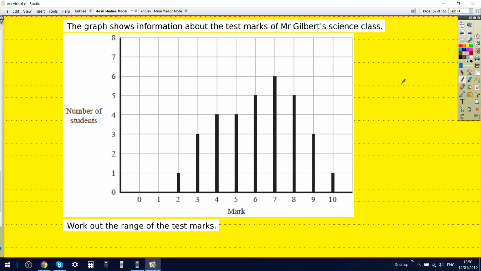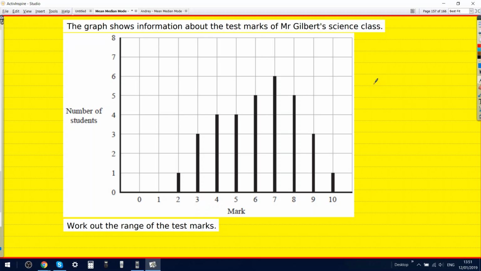This one. The graph shows information about the test marks for Mr. Gilbert's science class. Work out the range of test marks. Range. Okay, so the highest number of marks is 7, and the lowest number of marks is 0.